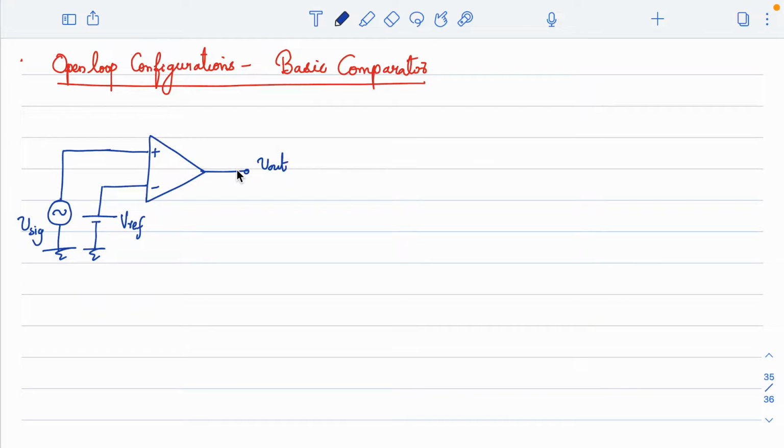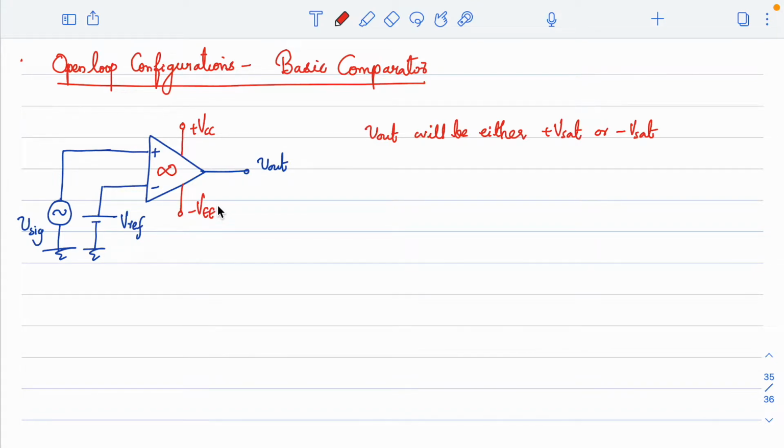And since we are using this in open loop configuration, let me write: I am assuming that the open loop gain is infinity, and in this case V out will be either plus Vsat or minus Vsat. V out will go to the plus extreme, which is limited by the power supply, or the minus extreme, again limited by the power supply. Now why are we writing plus Vsat and minus Vsat? Because what I am considering is a dual supply op-amp, where I connect plus VCC and minus VEE, which works on a dual power supply.